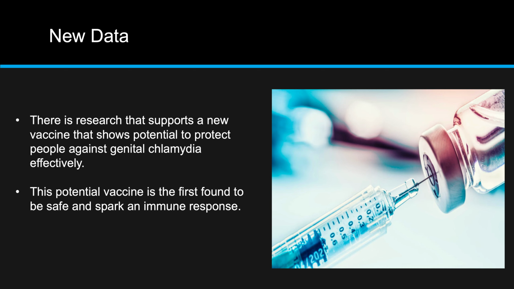There is research that supports a new vaccine that shows the potential to protect people against genital chlamydia effectively. This potential vaccine is the first found to be safe and spark an immune response. Considering chlamydia is the most common notifiable sexually transmitted infection in the United States, experts have been looking for a safe, effective vaccine that offers long-term protection against chlamydia. This could be a promising vaccine to protect people against genital chlamydia effectively.